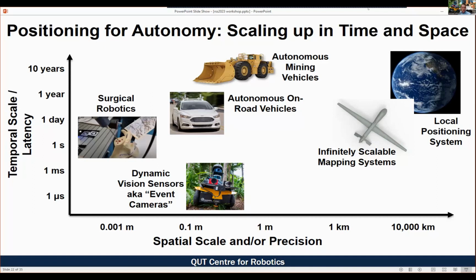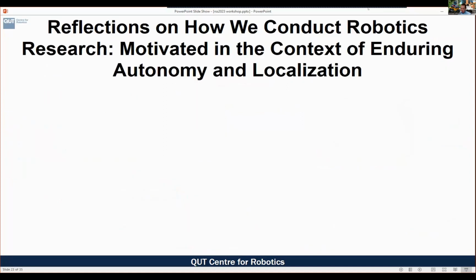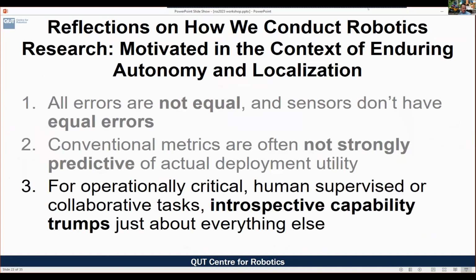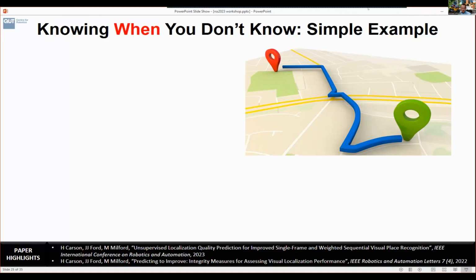So systems that can work in a surgical robotics theater at millimeter precisions, systems that can work at microsecond latencies, all the way to global positioning systems and systems that can work for long periods of time, many years in the real world. And we've come up with 3 key insights into how we conduct, reward and publish robotics research that I think are pertinent to the topic of today's workshop. I just want to cover the last one, which is around introspective capability of learning systems for robotics and of robot autonomy in general.